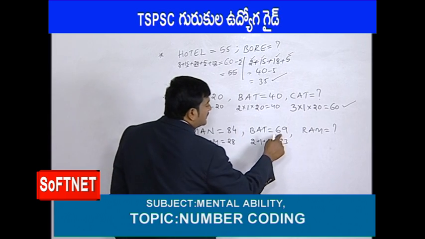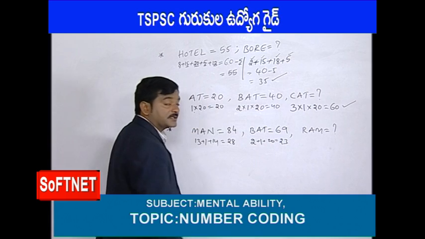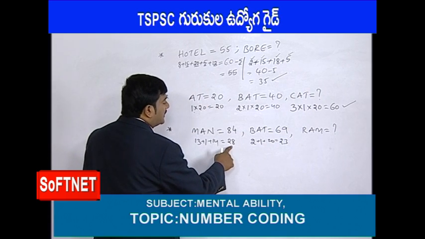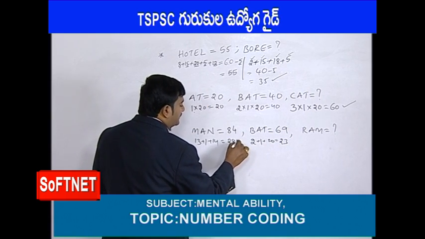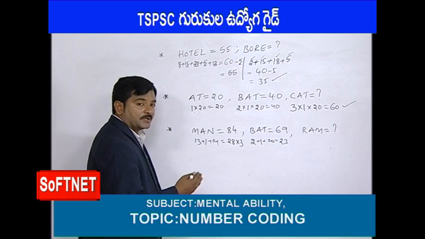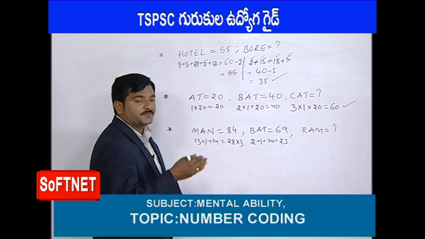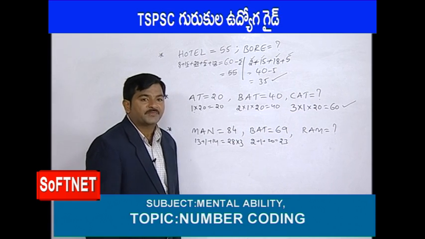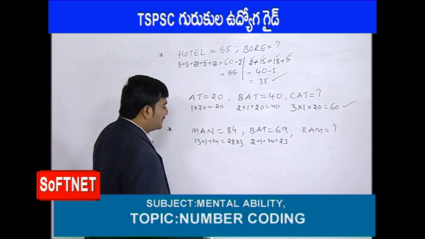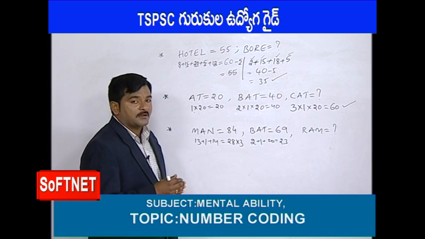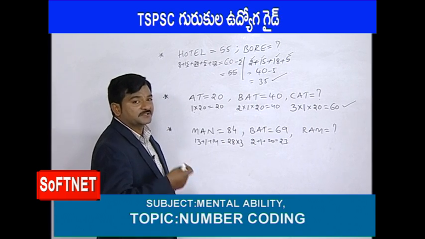Similarly, how can we get 69 from 23? Think logically. 28 threes are multiplying 28 with 3. 20 threes are 60, 8 threes are 24. 60 plus 24, how much am I getting? 84. What does it mean? He multiplied the obtained number with 3.